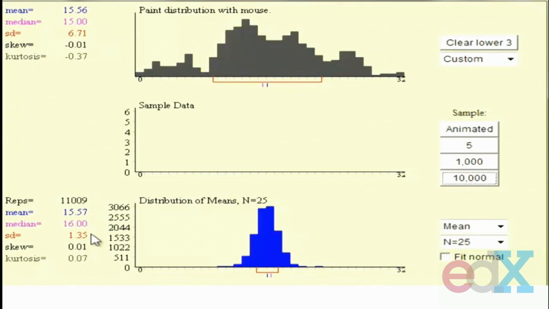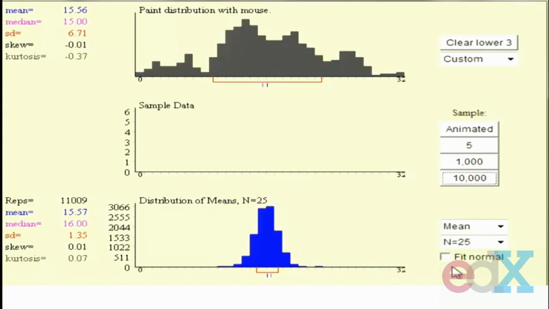So what's the relationship between those two? Well, if you divide the one by the other, you'll get about 5, which is the square root of n. So the theory tells us that the standard deviation of the sample means, this one, should be about 1/5 of that one. And indeed it is. It's about 1/5 of that. Okay, that is called the standard error. The standard error is the standard deviation of the sample means.